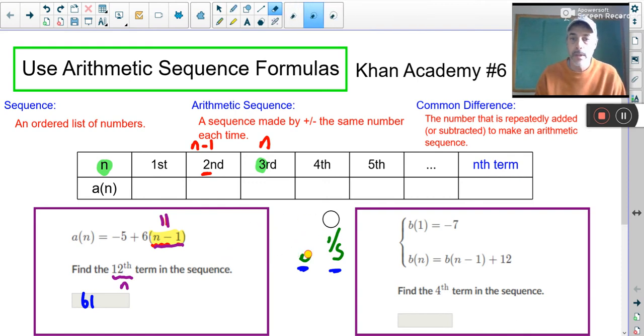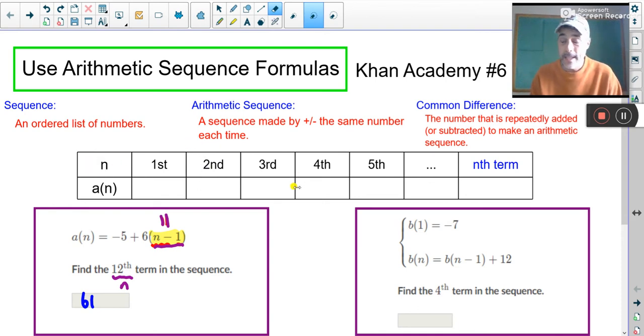There's a couple of ways to think about it. There's a couple of ways to do it. I'm always going to show you the easiest way. When it gets to be more difficult, I'll show you a more difficult method. But as long as it's easy, we're going to stick with easy.